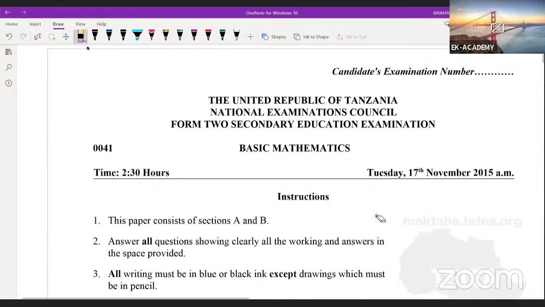The format of this exam is a bit different from exams we have solved, because this exam actually has two sections, Section A and Section B, but the nature of the questions is the same. So there is nothing to worry about the type of questions, and the students were supposed to answer all the questions. So we are going to see how the questions were.